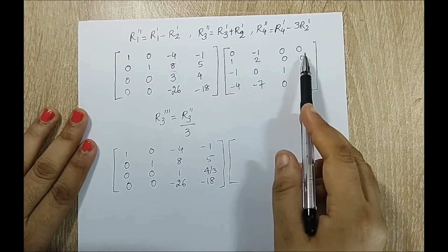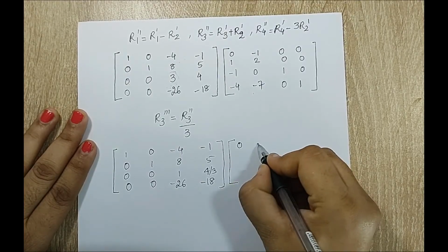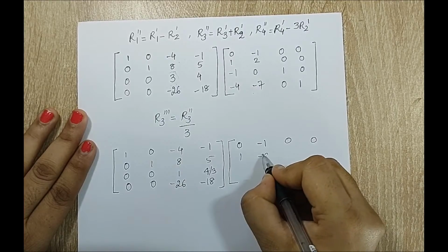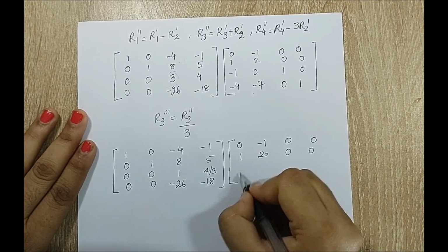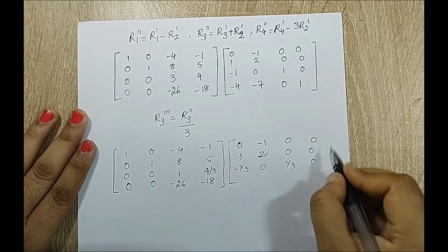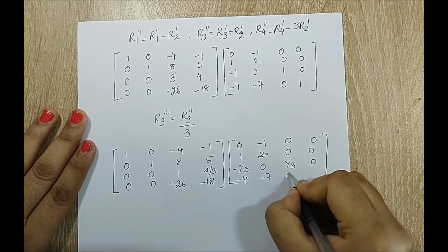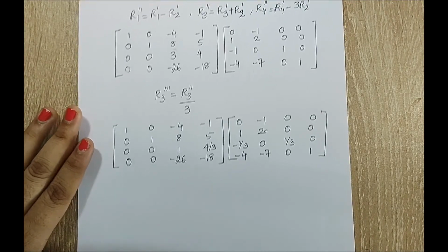Here also first row, second row and fourth row will remain the same. So 0, minus 1, 0, 0, 1, minus, okay, it's 2, 0, 0. This will be minus 1 by 3, 0, 1 by 3, 0. And finally it will be 4, minus 7, 0, 1. So I just copied the rows from above.